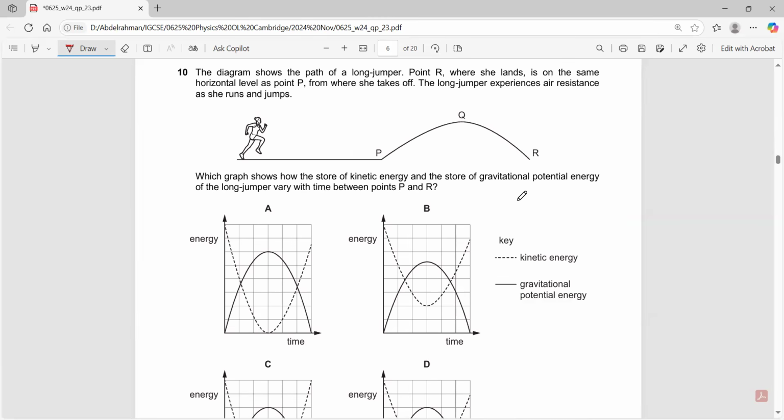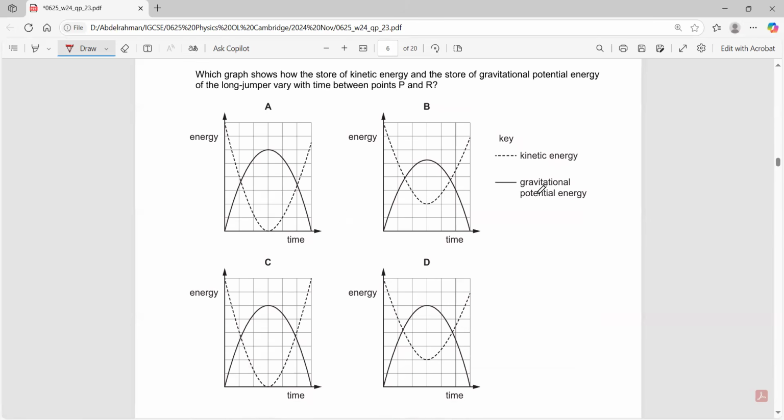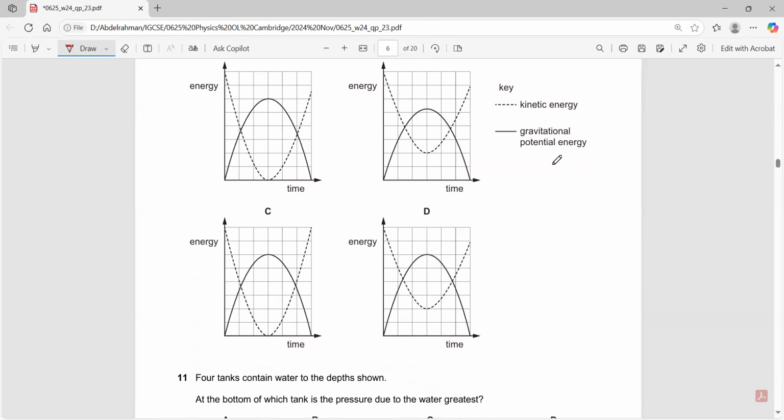The diagram shows the path of a long jumper. Point R is where she lands on the same horizontal level as point P from where she takes off. The long jumper experiences air resistance as she runs and jumps. Which graph shows how the store of kinetic energy and the store of gravitational potential energy of the long jumper vary with time? You have the kinetic energy, which is the dotted line, and the gravitational potential energy, which is the solid line.